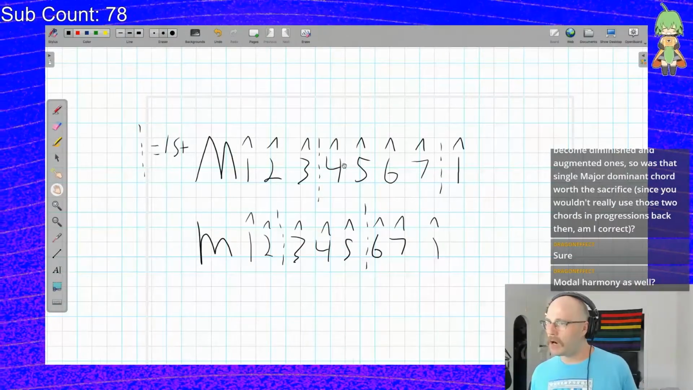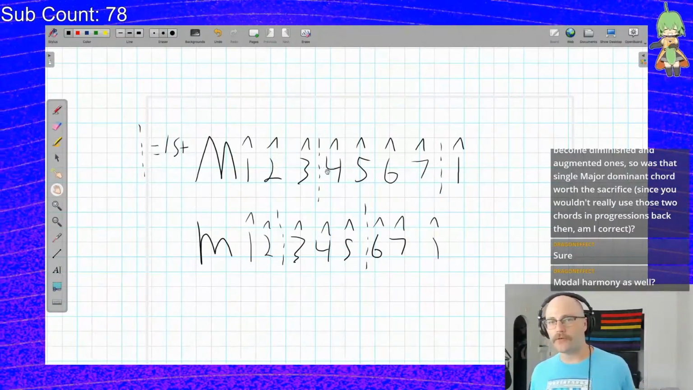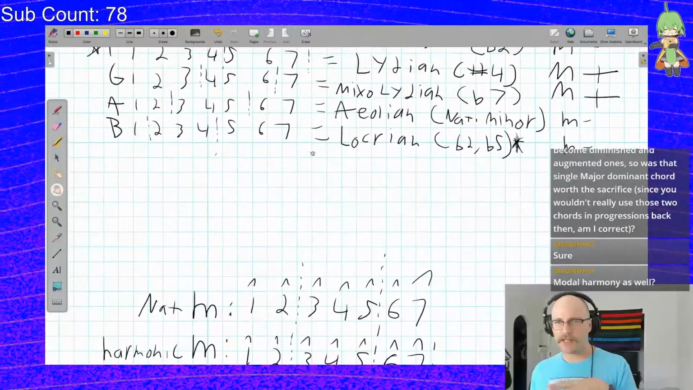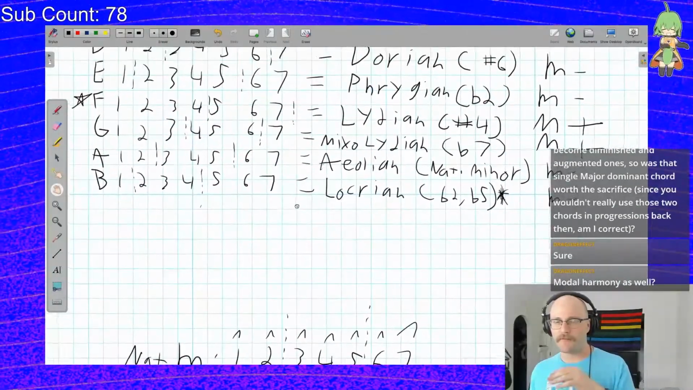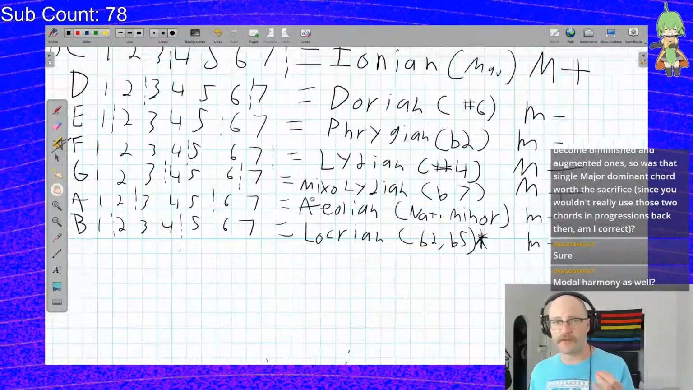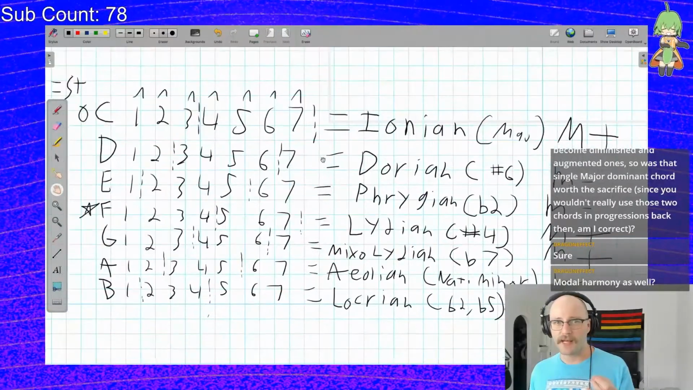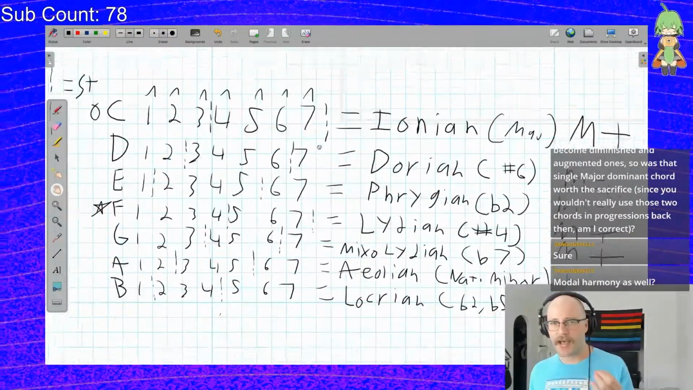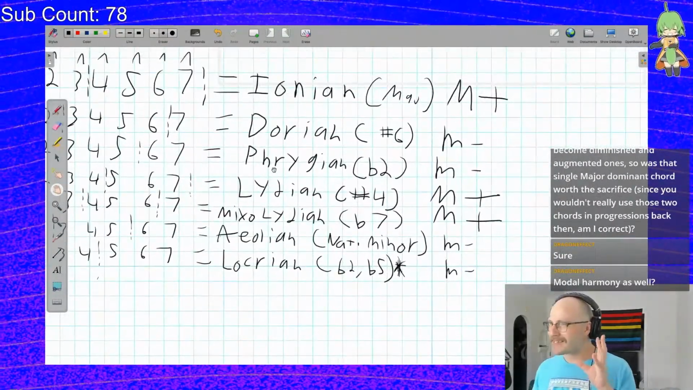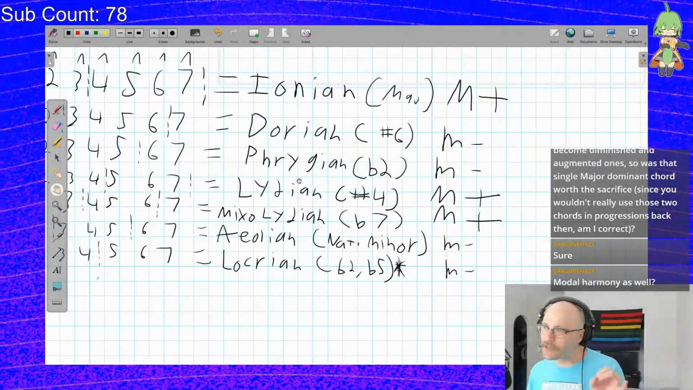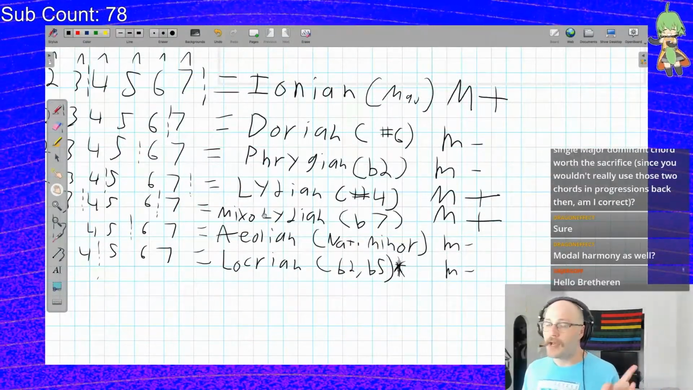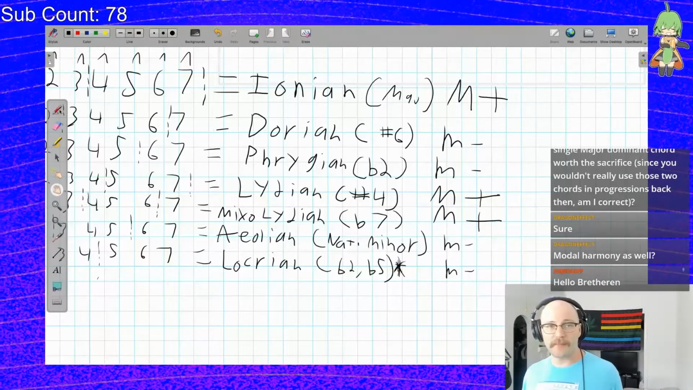1, 4, and 5 are all major modes. The rest are minor. The last thing that I really want to end on here, because we're coming to the end of this, I think we've gone over pretty much everything that there is to say about this subject. A bit of housekeeping, and then I'm going to tease you with a little bit of whole tone scale, and then we're going to wrap things up.